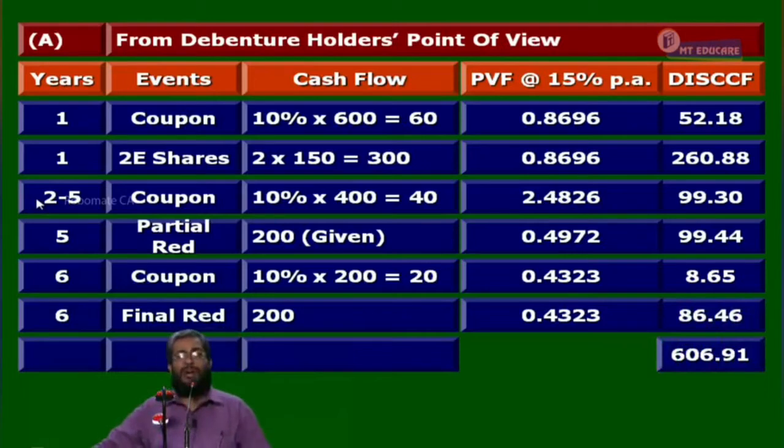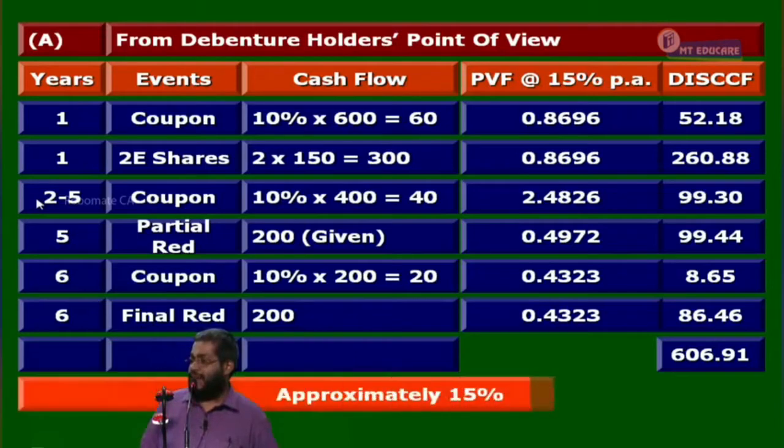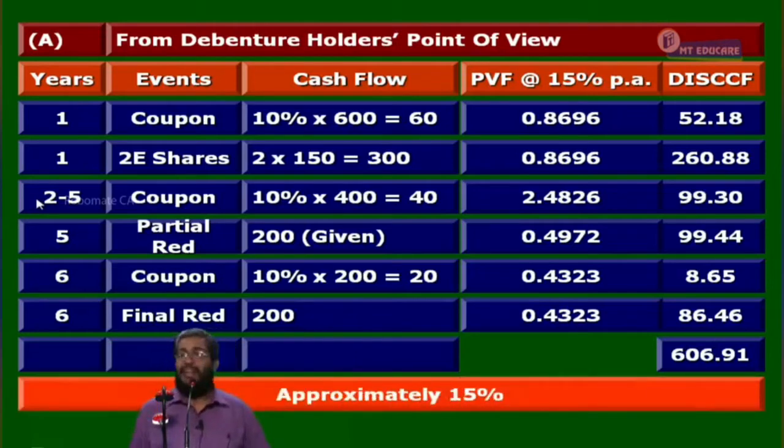Is this 606.91 the bond price or not? No. It should be how much rupees? 600 rupees. I want all of you to do the interpolation. I'll say the IRR is approximately how much percent? 15%. I am not here to calculate IRR. Can you do it on your own or not?